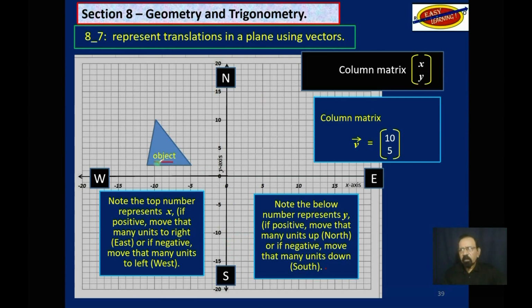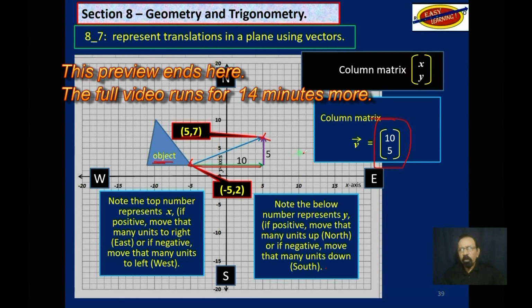So let us take an object here, and we are going to translate it using this column matrix vector. You can do two things with this. We can take a point here. We move it 10 to the right because it's positive 10, and then we move it 5 up because it's positive 5, and so we have to slide that whole object this way so that this point here arrives here. Now we got that from the graph, which is (5, 7), but we can calculate that, as you will find out in a little while. So that's the image.